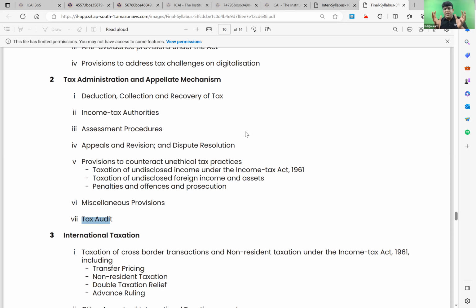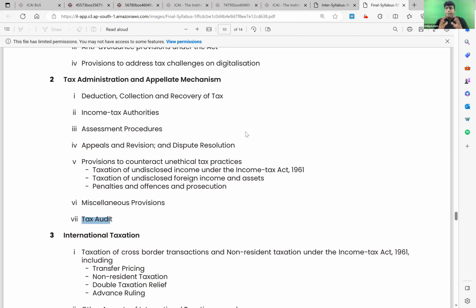a lot of content which used to be there at CA Inter level, which was being carried forward at CA Final level, they might discontinue those topics and place more and more focus on the specific areas of CA Final, especially the special taxation provisions. So let's wait and watch.